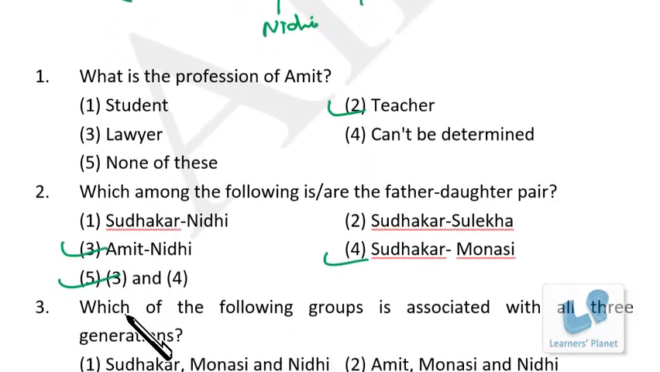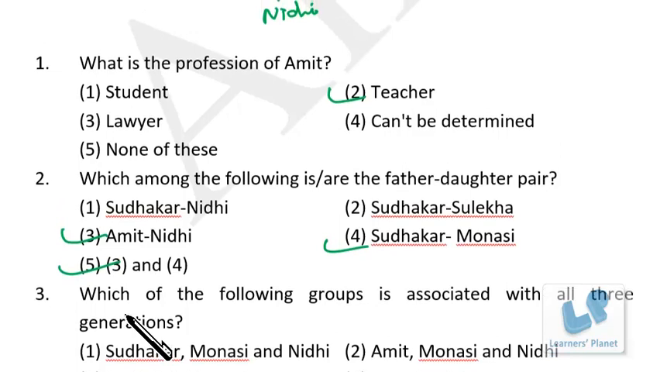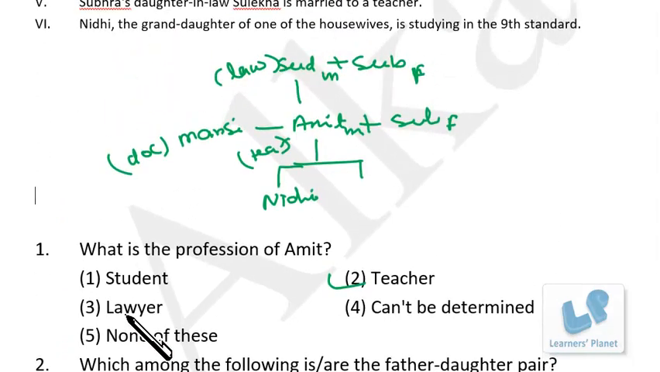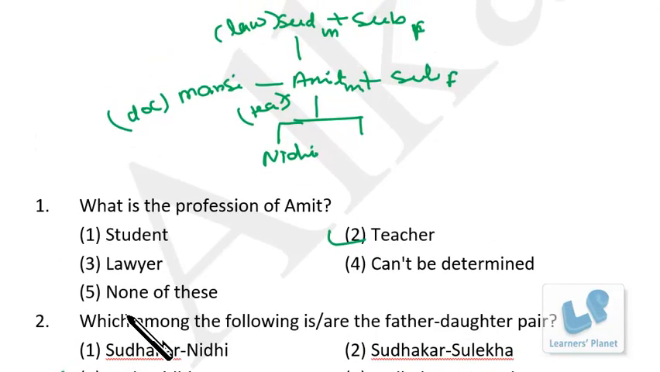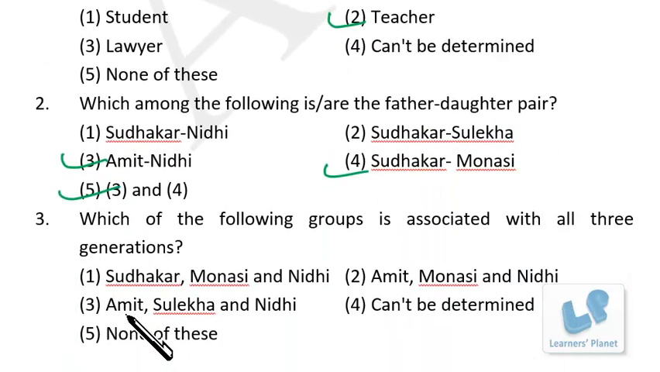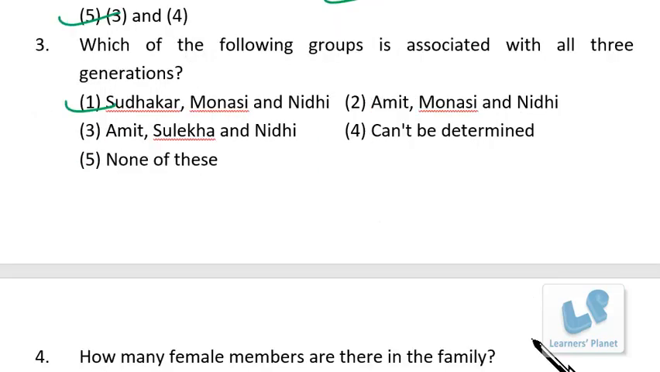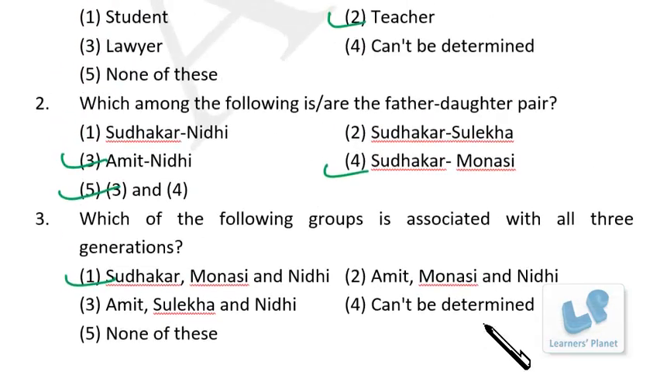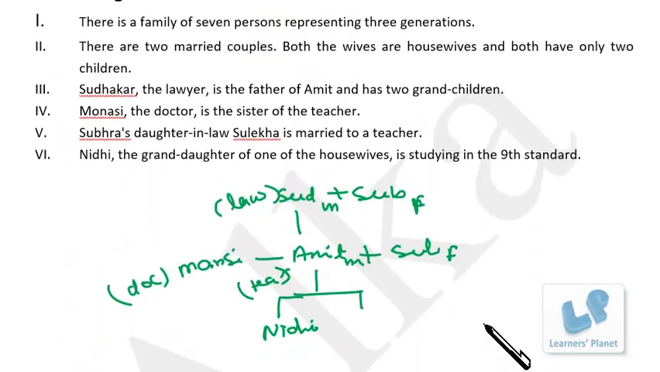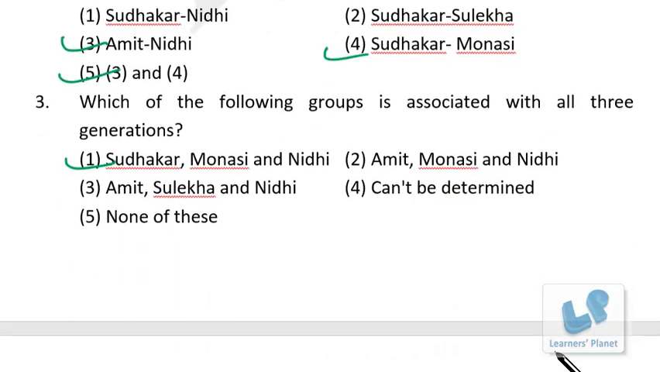That is Sudhakar, Amit and Nidhi. Or I can say Sudhakar, Amit, Mansi and Nidhi. No, Amit and Mansi are the same generation. So Sudhakar, Mansi and Nidhi, yes, the 3 generations. Okay. How many female members are there in the family? We cannot say because we don't know about the other child of Amit and Sulekha, right? Okay, so we cannot say.